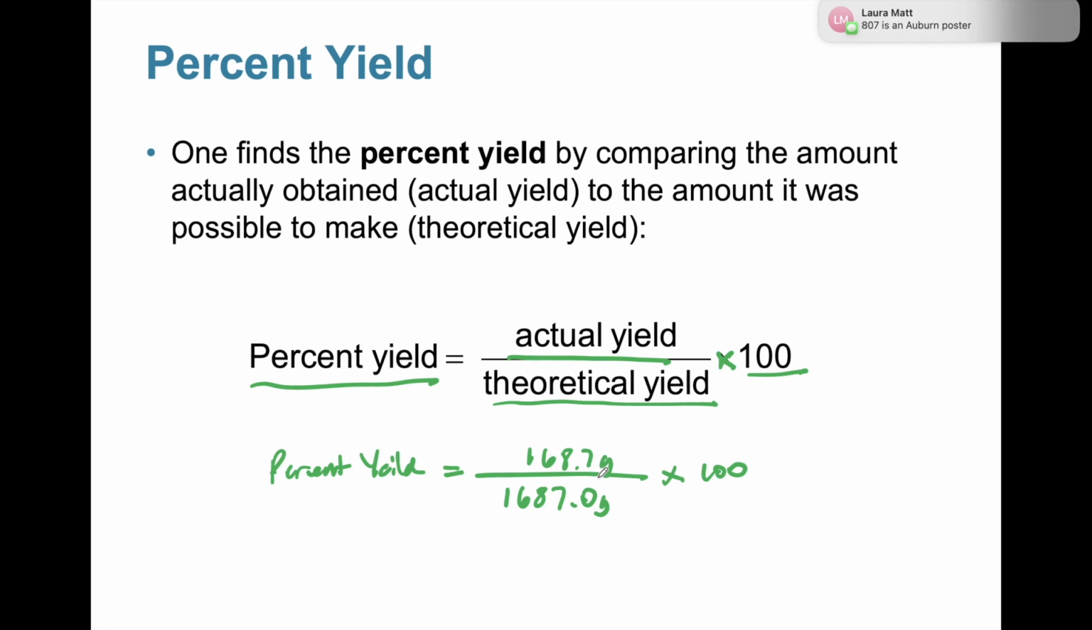right? So I do that math, and I get 10%. That's terrible yield, right? You're shooting for something a lot closer to 100. But anyway, that's how you do a calculation for percent yield, right? It's a pretty simple calculation.